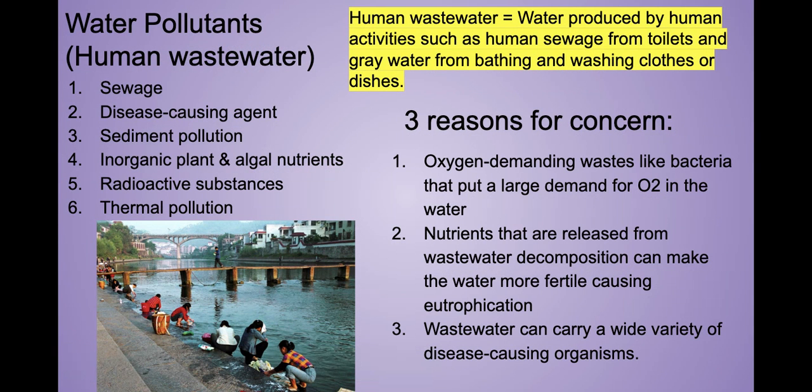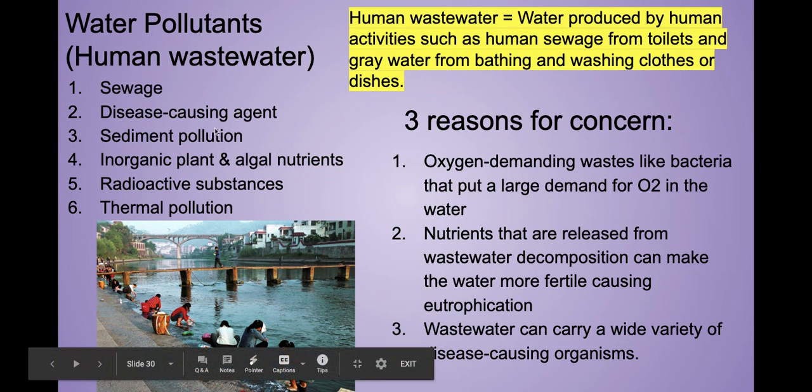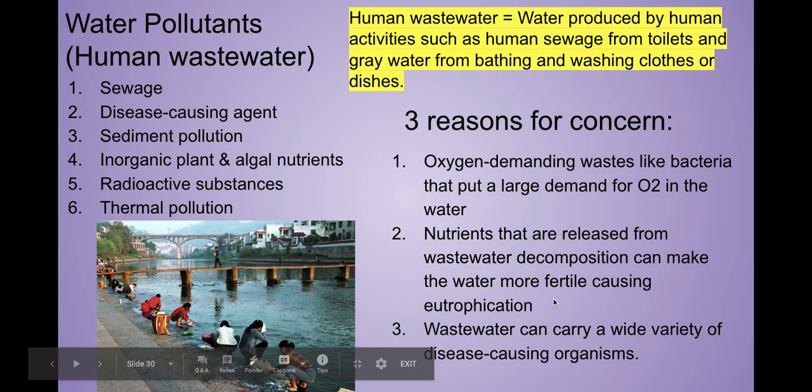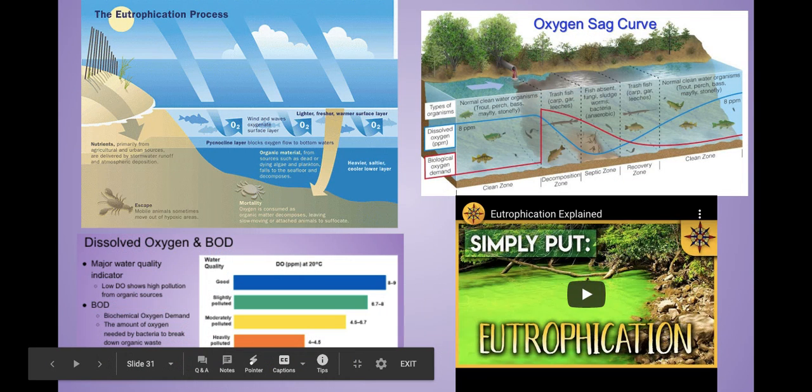So thanks to that. Remember the water pollutants, so human wastewater, which is one of the causes of eutrophication, carries sewage and disease-causing agents. Those are the types of pollutants that I'm carrying in human wastewater, right? Sediment pollution, inorganic, algae nutrients, radioactive substances, thermal pollution. What is human wastewater and the 3 reasons for concern, which I just mentioned.